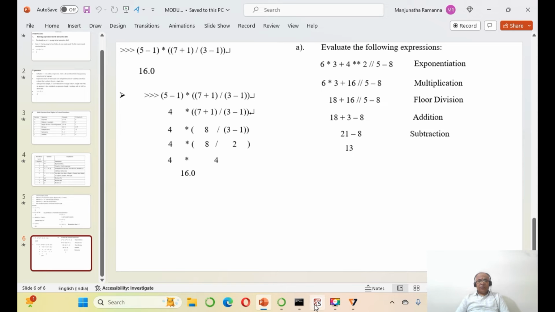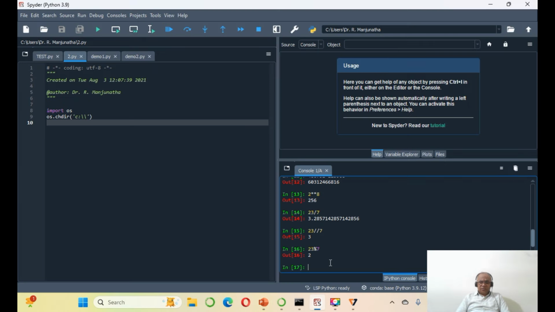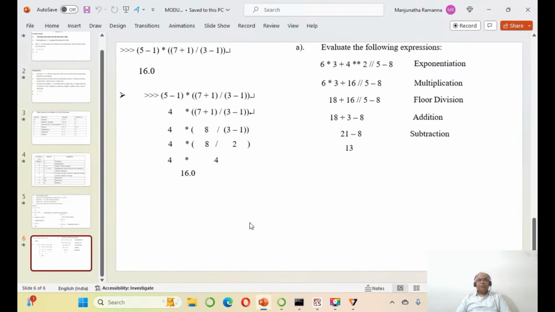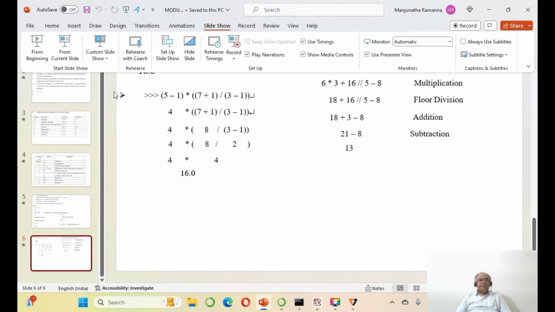Let us see how it works here. So we have 5 minus 1, close the bracket, then star, then open these two brackets, then 7 plus 1, close the bracket, divided by, open the bracket, 3 minus 1 and close the brackets. How much are you going to get? You are going to get 16.0. That is what we got from here also. Then we will go for the next one.